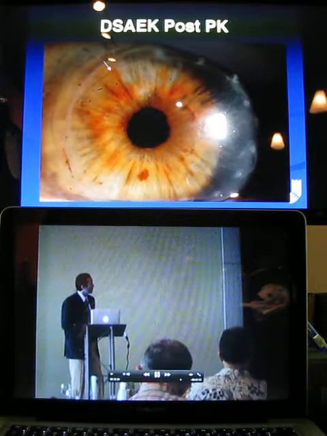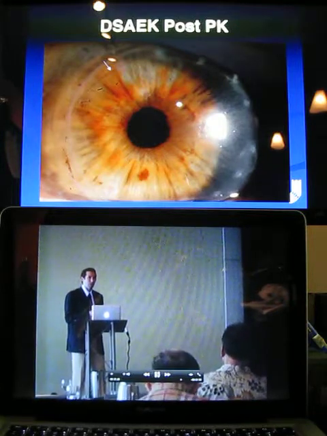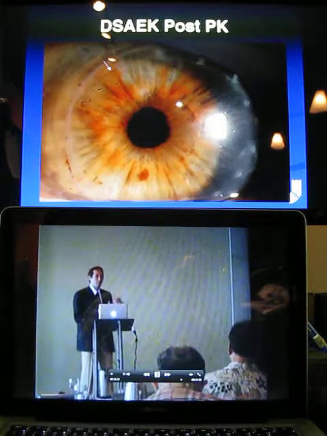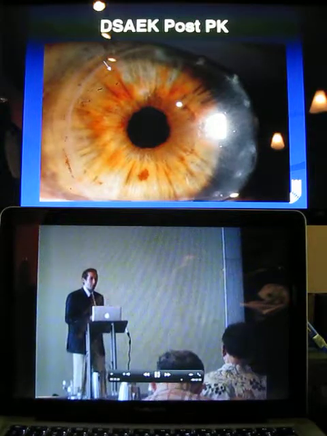Now what we do is we use a smaller lenticule than the graft so that the lenticule doesn't have an interface to nudge, no interface irregularity for it to adhere.